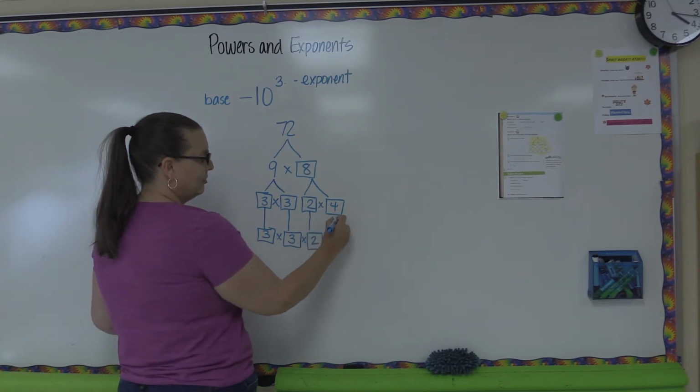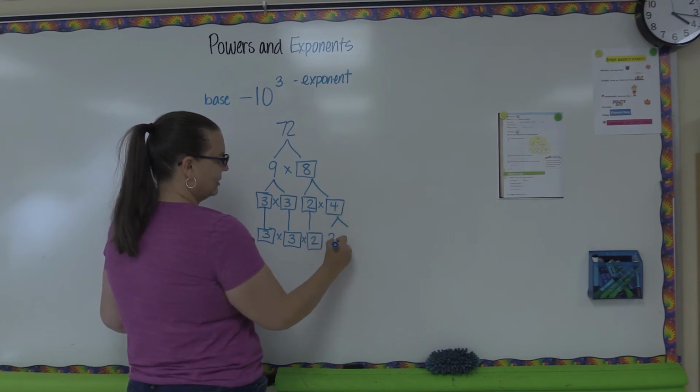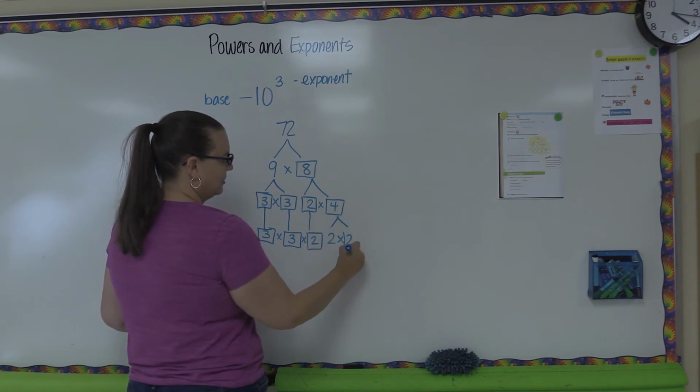The 4 we're not done with. We have to keep breaking it down into factors. Well, 4 is 2 times 2.